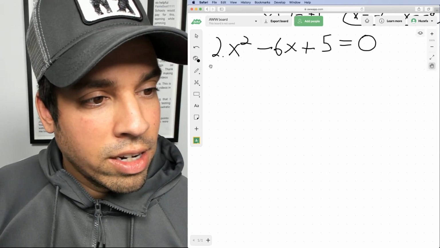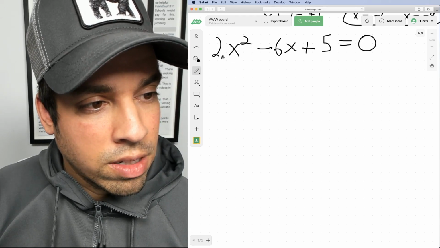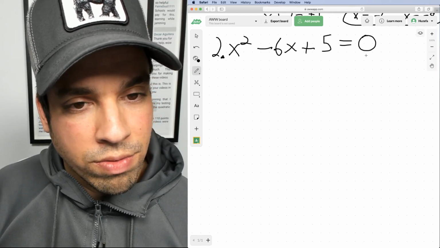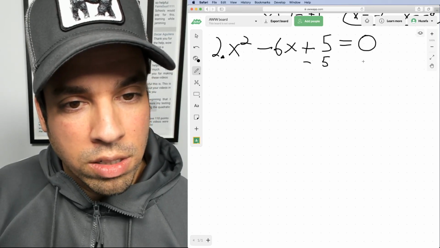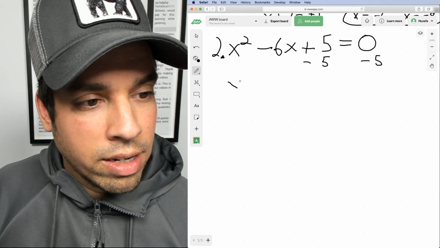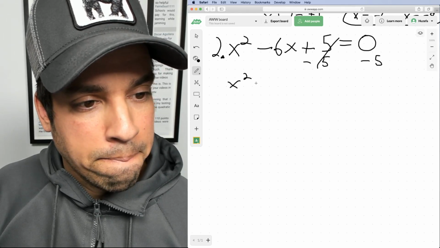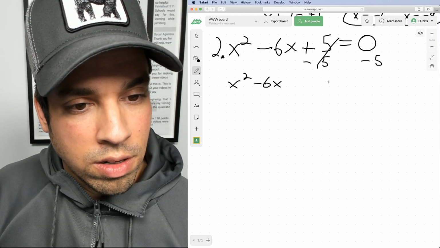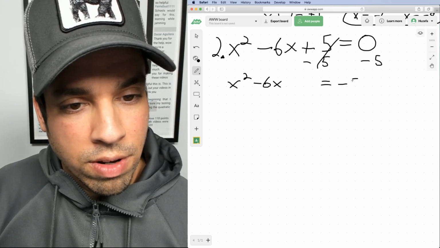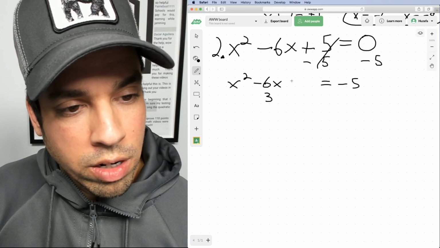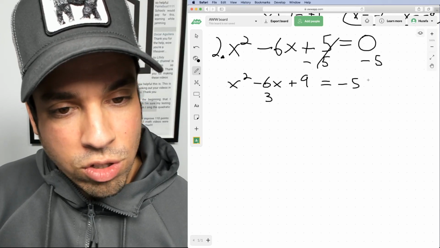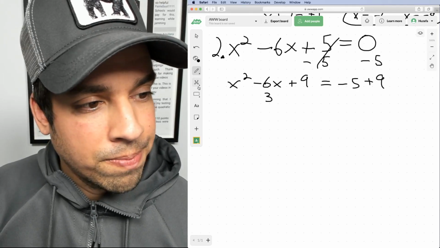Now let's take this example. We've got x squared minus 6x plus 5 equals 0. So I'm going to do the same thing. First I'm going to subtract 5 from both sides, and I get x squared minus 6x equals negative 5. Then I'm going to take half of 6, which is 3, and square it, which is 9, and add that square to both sides. Add 9, add 9.